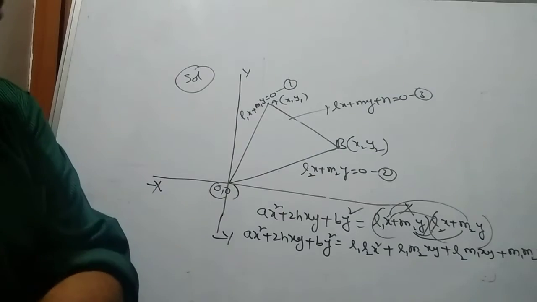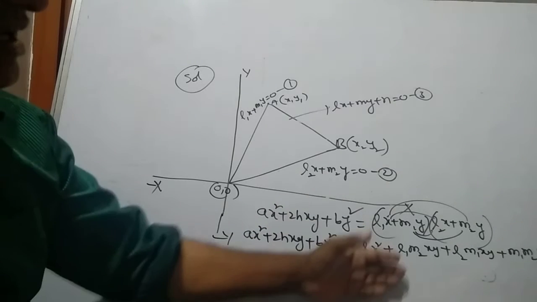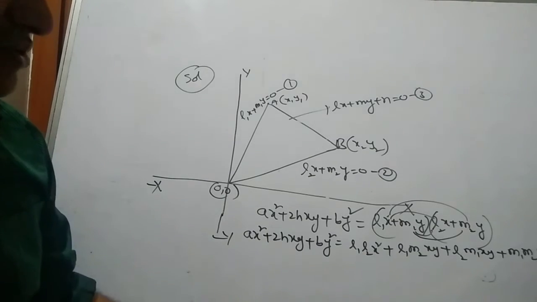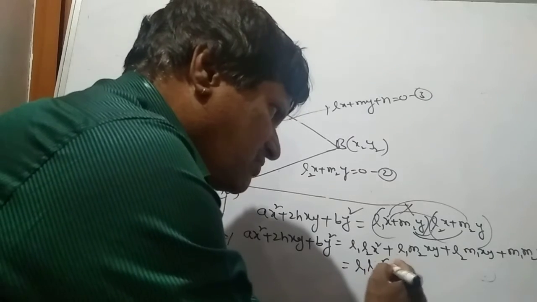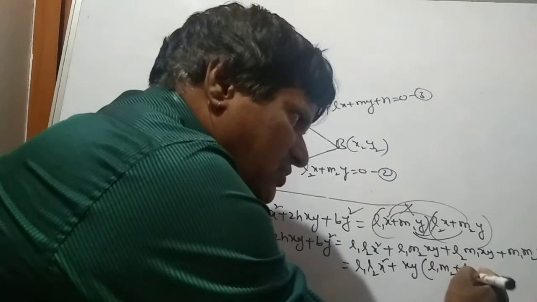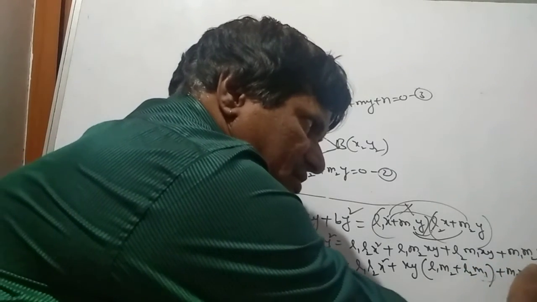In that we should compare the terms, like terms. So every time you need not multiply and compare the terms. Directly we can write also, no problem. We take L1 L2 x square plus, taking xy common, L1 m2 plus L2 m1, plus m1 m2 y square. That's it.